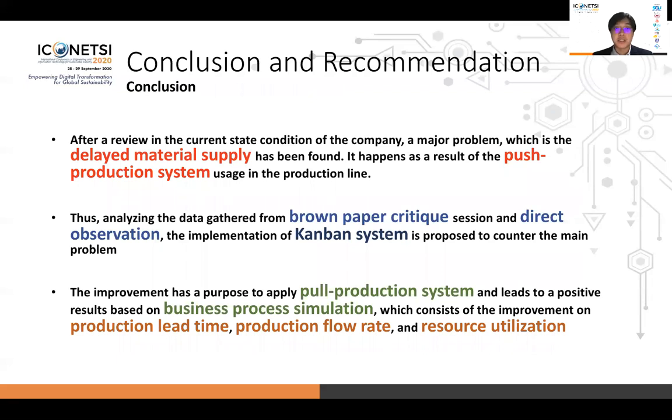So as a conclusion, the push production system usage is the cause of the delayed material supply problem in the company. Analyzing the data gathered from the brown paper critics and direct observations, the implementation of the Kanban system is proposed to counter the main problem. The improvement, which applies a pull production system, has led to positive results based on business process simulations, which consist of improvements in production lead time, production flow rate, and resource utilization.